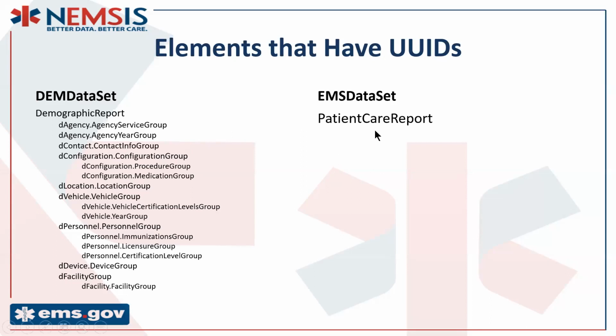In the patient care report data, just the patient care report itself will have a UUID added to it to allow us to better track uniqueness of patient care reports, even when things within the report change, like the time the unit was notified or which unit responded to the call. Everything within the patient care report could be modified, and we would still know that it's the same report because that UUID will not be modified.